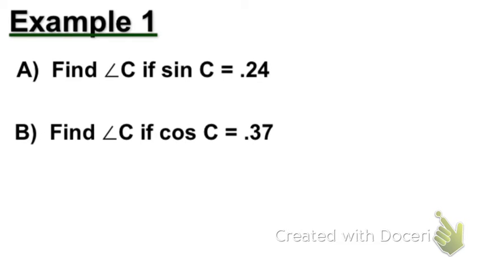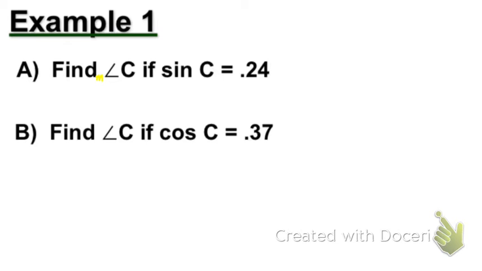So let's say we have a problem on this next page that says find the measure of angle C if the sine of angle C is equal to 0.24. I put measure, little m, in there because it probably should be there. So we're finding the measure of angle C if sine of angle C is equal to 0.24.